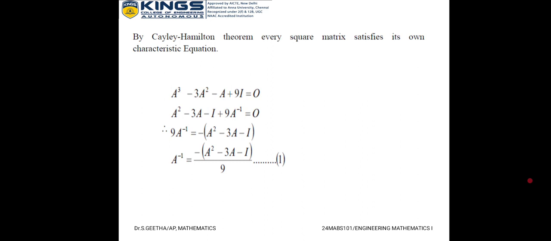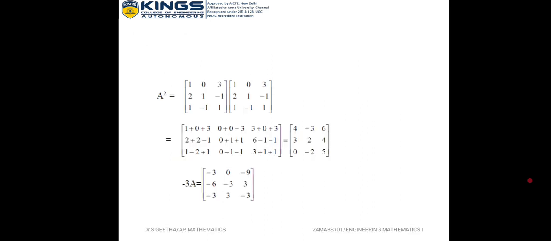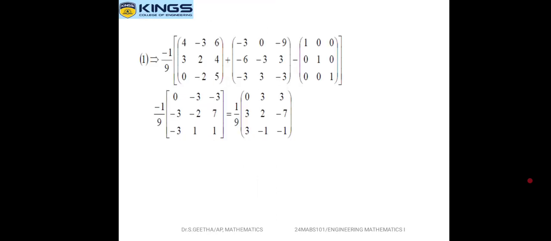To find A inverse, we need A square and minus 3A. A square is nothing but A multiplication A. Just matrix multiplication. So, A square is equal to [4, minus 3, 6; 3, 2, 4; 0, minus 2, 5]. Minus 3A: just multiply A by minus 3. Minus 3A is equal to [minus 3, 0, minus 9; minus 6, minus 3, 3; minus 3, 3, minus 3].